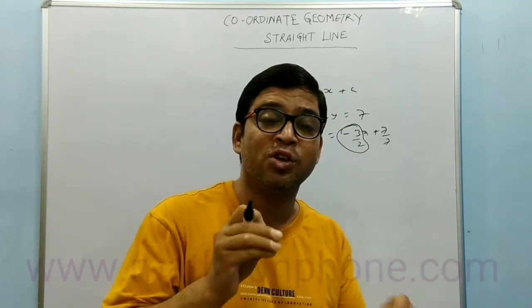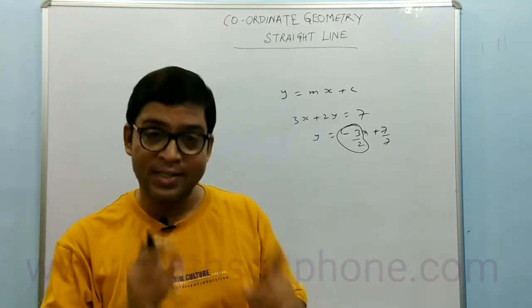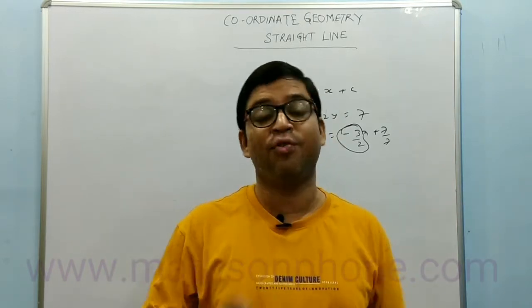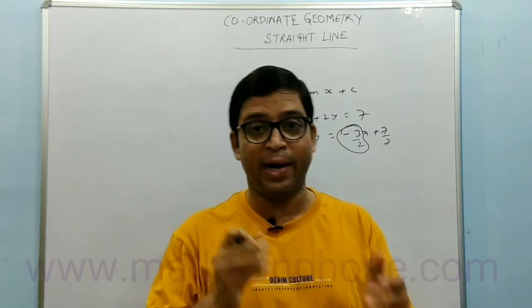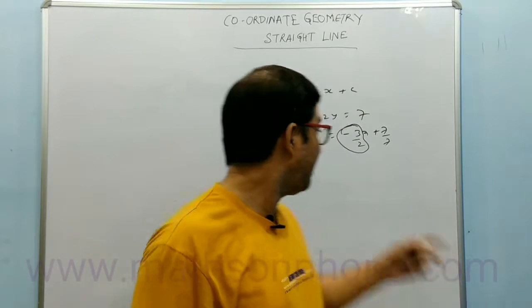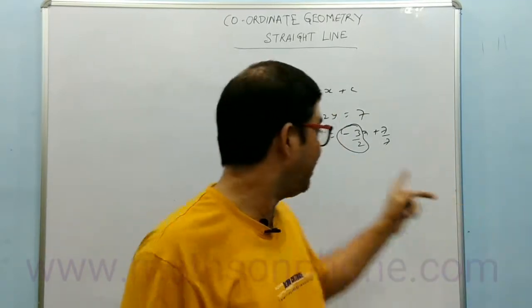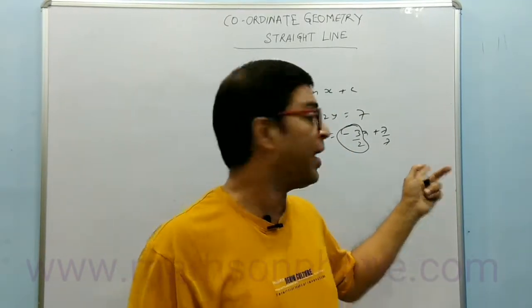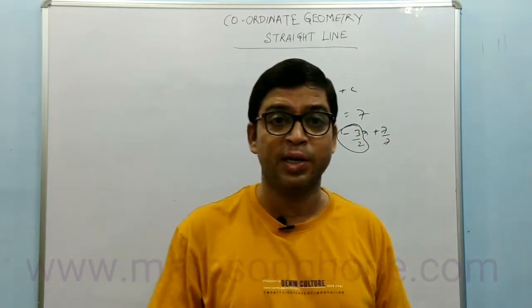We got 3 means of finding the slope of a line. Firstly tan theta, secondly if 2 points are given then (y2 minus y1) by (x2 minus x1), and thirdly if a line is given we can find the slope of the line easily by comparing with y is equal to mx plus c.